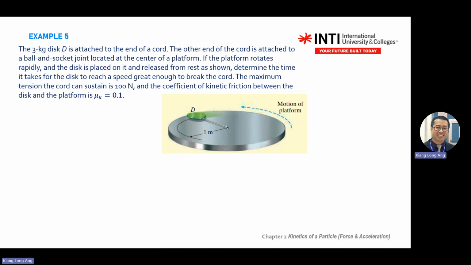The end of the cord is attached to a ball and socket joint located at the center of the platform. If the platform rotates rapidly, the disc is placed on it and released from rest as shown. Determine the time it takes for the disc to reach a speed great enough to break the cord. The maximum tension the cord can sustain is 100 Newton, and the coefficient of kinetic friction between the disc and the platform is 0.1.